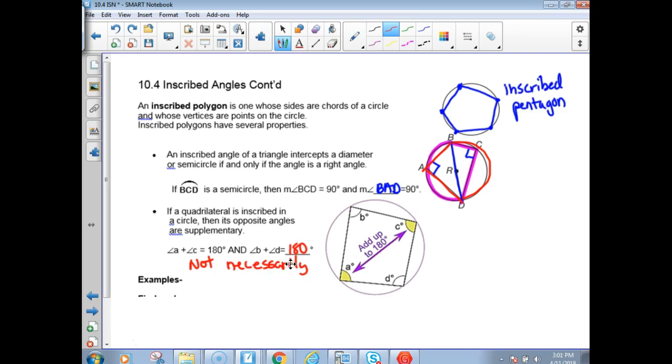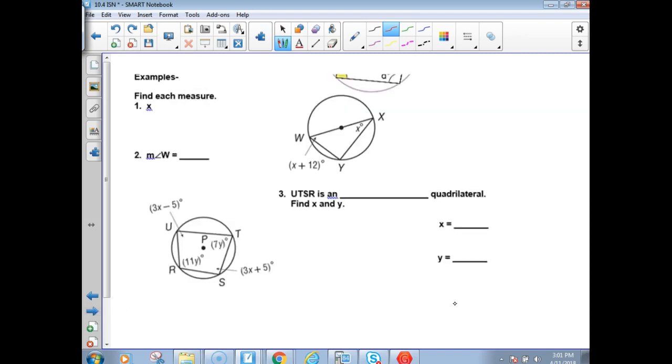Not necessarily equal angles, okay? Don't assume they're equal angles. They add up to 180. Do not think of them as being equal, because that's not a parallelogram, which did have opposite angles equal. That's why I'm mentioning that. Don't assume that they're equal. They just add up to 180.